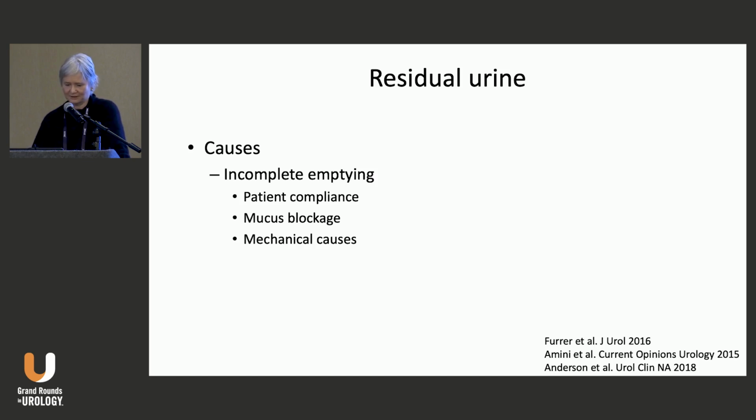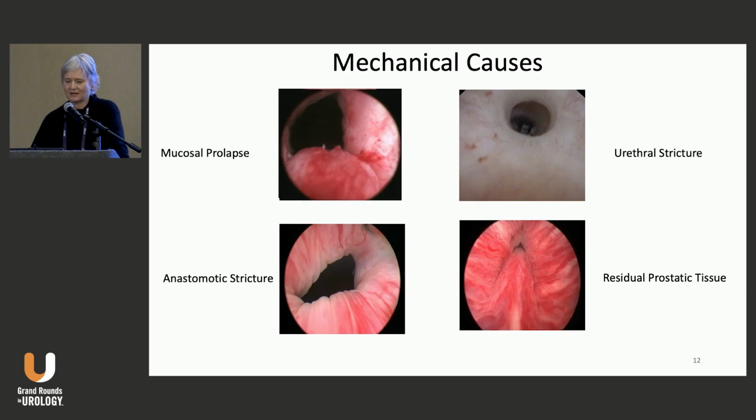to empty it completely. Mucus blockage is usually seen if they have to catheterize and don't evacuate. Patients that can void spontaneously don't have mucus blockage unless they have an infection. That will cause more mucus, and then it can end up in blockage. And then always look for mechanical causes.